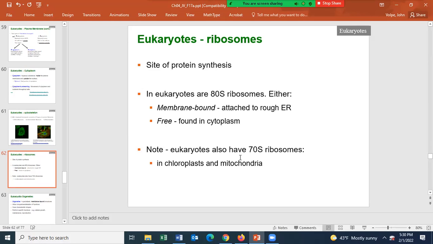Prokaryotes have a smaller ribosome, 70S in size, and you should note that there are organelles in eukaryotic cells which have ribosomes, and those are the chloroplasts and the mitochondria. These membrane-bound organelles have ribosomes in them, and these ribosomes are 70S in size, so that the ribosomes of the chloroplast and mitochondria are smaller than the eukaryote ribosomes. Any question about any of that?